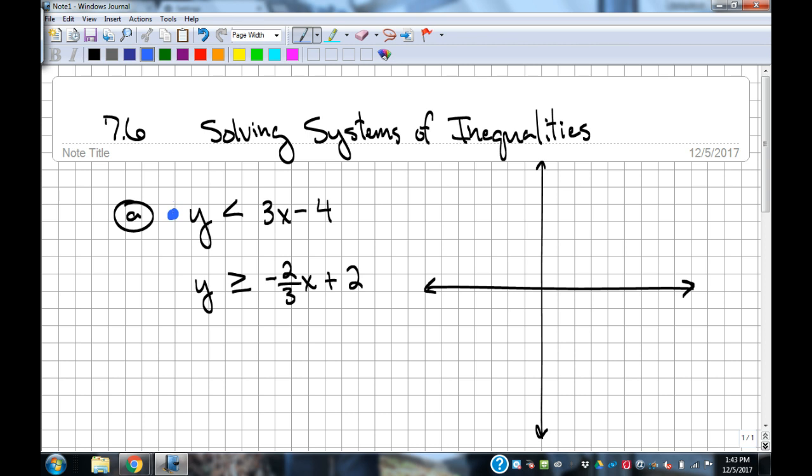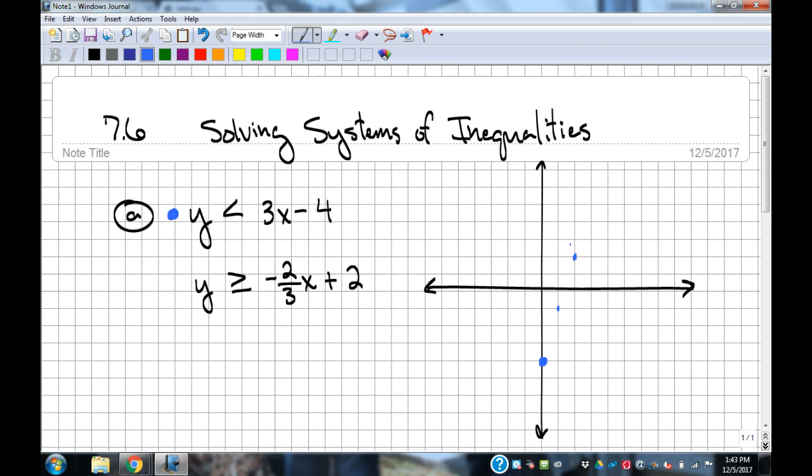What's the y-intercept of y is less than 3x minus 4? Negative 4. So I'm going to go to negative 4 on the y-axis, put a dot. And then what's my slope? Positive 3. So I'm going up 3 over 1. Do that a couple of times. Once is enough, but a couple of times helps get the line a little straighter.